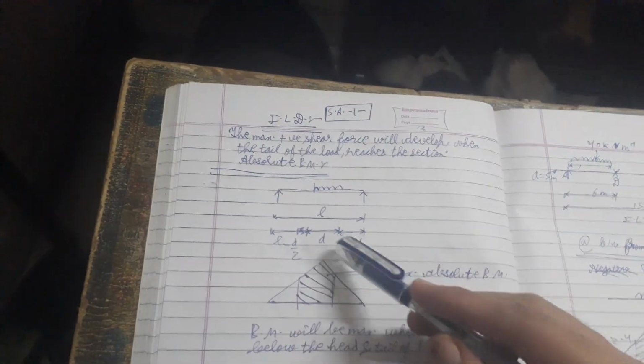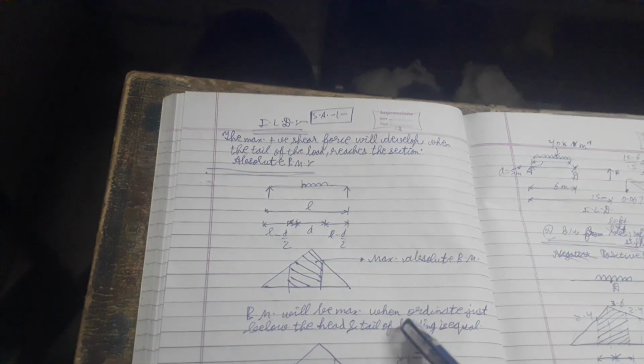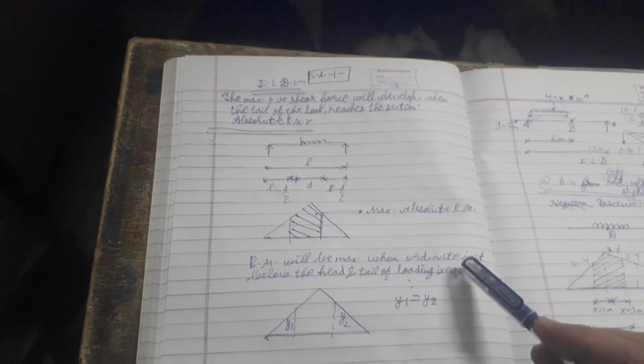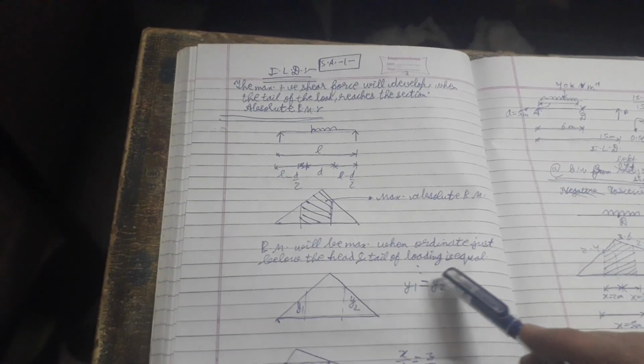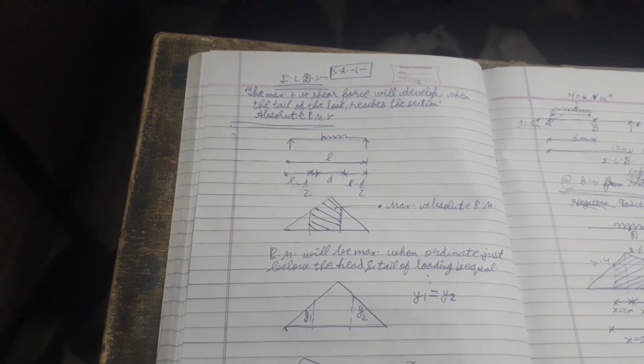This is L minus D by 2. This is D. This is L minus D by 2. Then here is the maximum absolute bending moment. Bending moment will be maximum when the ordinates just below the head and tail of the loading are equal. This is y1, this is y2, y1 is equal to y2. Then x by d is equal to z by l.